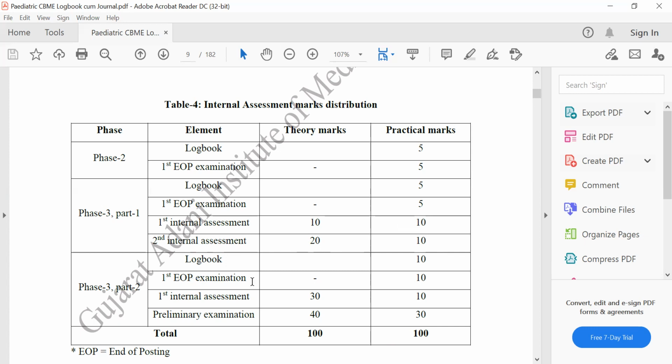And in ward ending, practical marks in phase 3 part 2 are 10, first internal 30 and practical 10, and preliminary examination, as we know, is just before the university examination, so more weightage should be given to this. So it is 40 theory marks and 30 practical. So total is 100 for the theory and 100 for the practical.